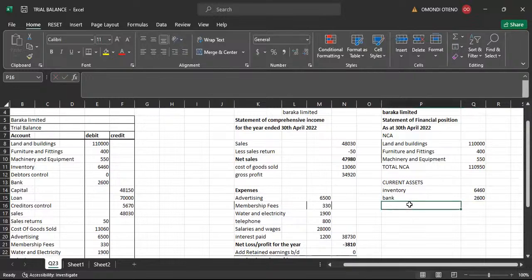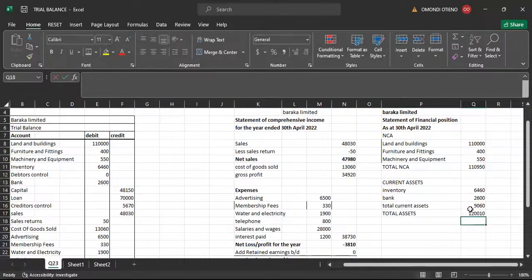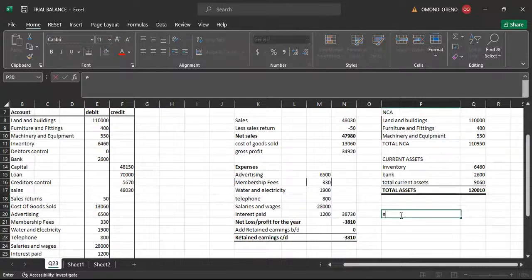That is it. So total current assets, the summation of the two, and then we get total assets. Total assets now will be the summation of total non-current and total current assets. So that is the total assets, which we expect to be balancing with what we are going to get under financed by equity and liabilities.